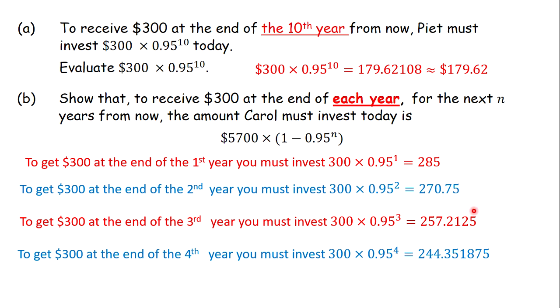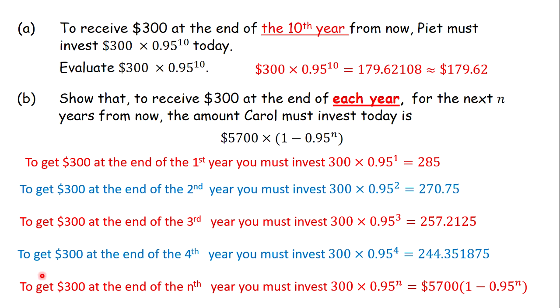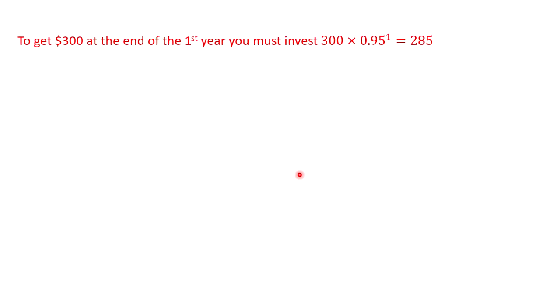So this gives rise to a particular formula or a sequence. So let's have a look at it. Then obviously we're given that formula at the end of the nth year. This is what we need to prove. So to get 300 at the end of the first year, you must invest $285.